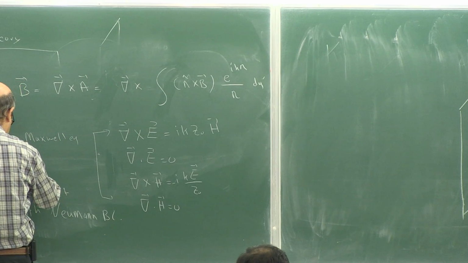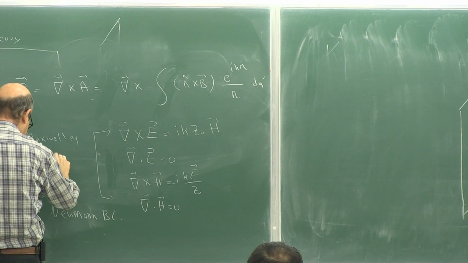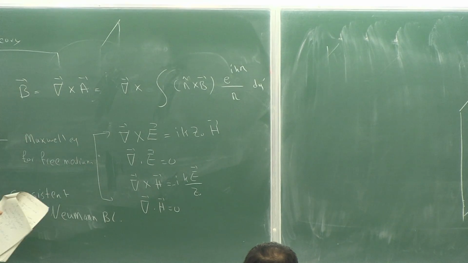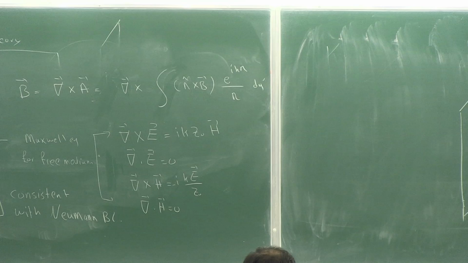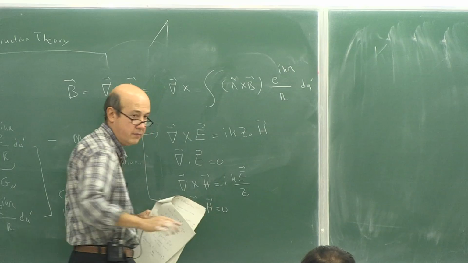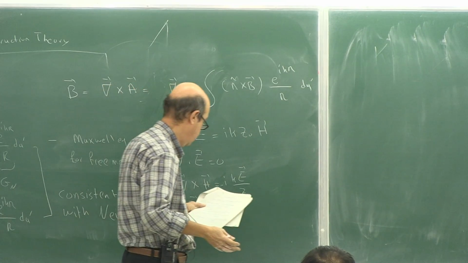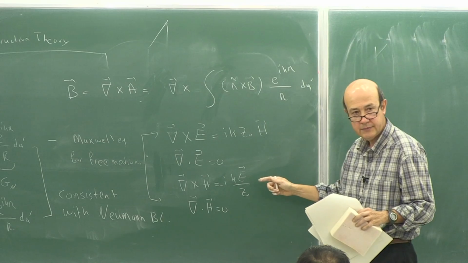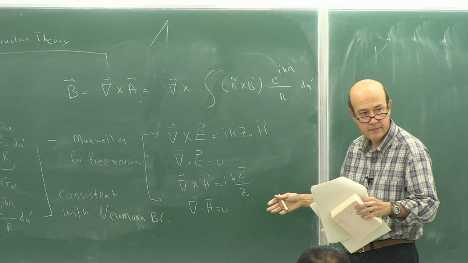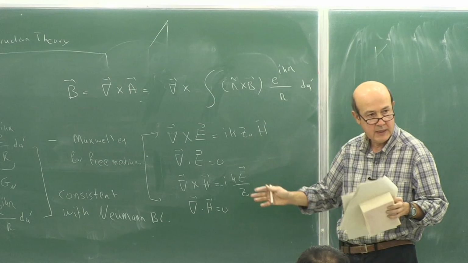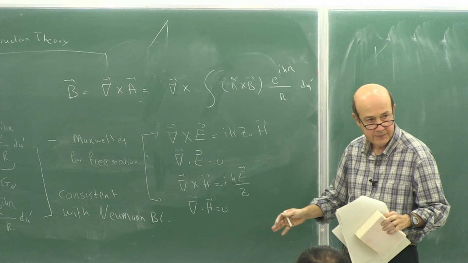For free medium. So what is the symmetry between the fields here? What happens if I write H instead of E, and E instead of H? The structure will be the same, okay? You only have to play with the impedances and the minus signs, but the structure will be the same.